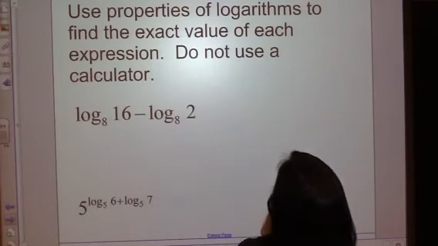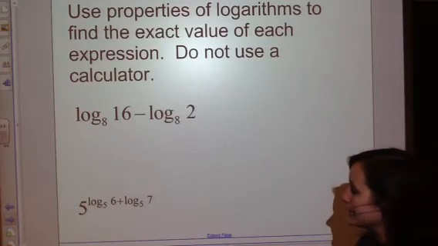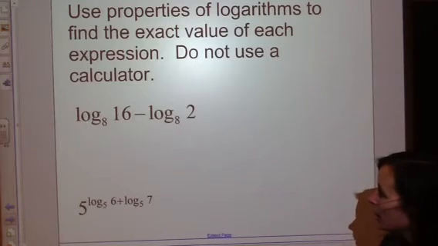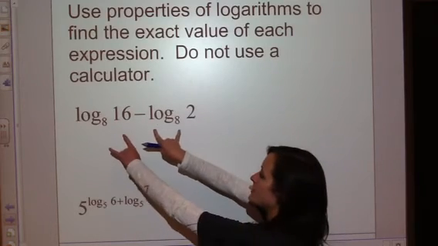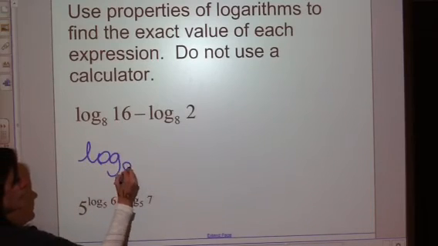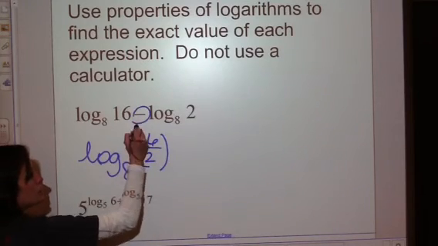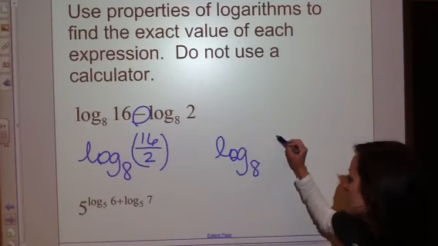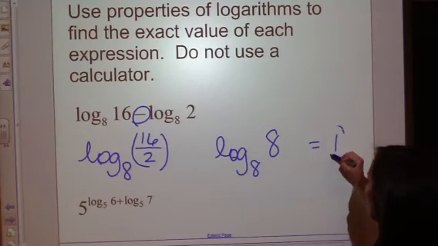Use properties to find the exact value. Do not use a calculator. So we're going to do this some more. We got log base 8 of 16 minus log base 8 of 2. They have the same bases, so we can write this as a single logarithm. And we are going to go 16 divided by 2 because it was subtraction there. So what is 16 divided by 2? You should say that that is 8. So based on our properties, when those two numbers are the same, your answer is 1.